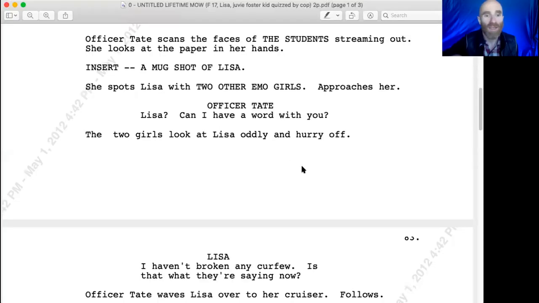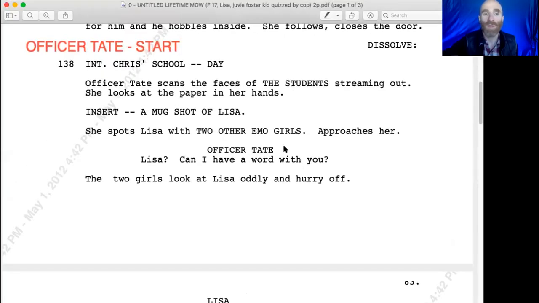So the line again, and I know I'm bouncing around a bunch here, is Lisa, can I have a word with you? And there's a scanning the face of the student streaming out, looking at the paper in her hands. One of the things that I keep saying in camera session is, if you don't have a clearer idea of how to tell the story as your character, start by just playing out exactly the stage direction.